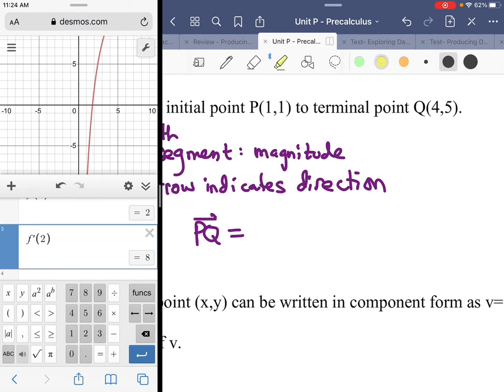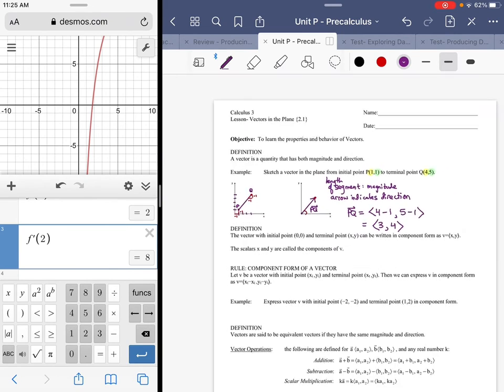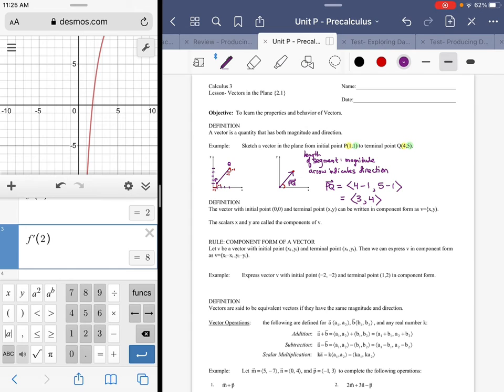So we can get PQ simply, rather than showing the graphical values, by finding the difference between corresponding components. So I could find, using vector notation, which is this triangular looking bracket, 4 minus 1, comma, 5 minus 2, 5 minus 1. So in this case, we get 3, 4.